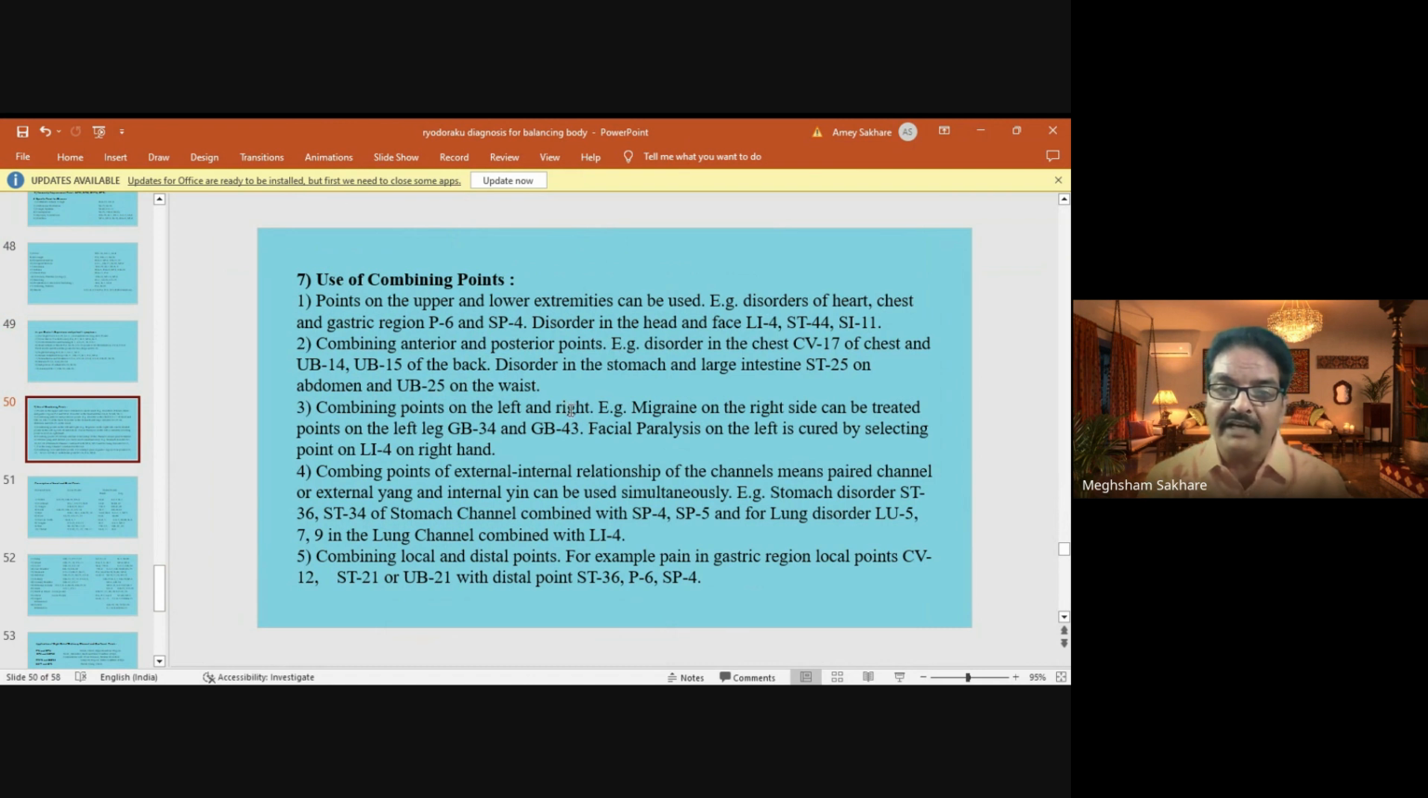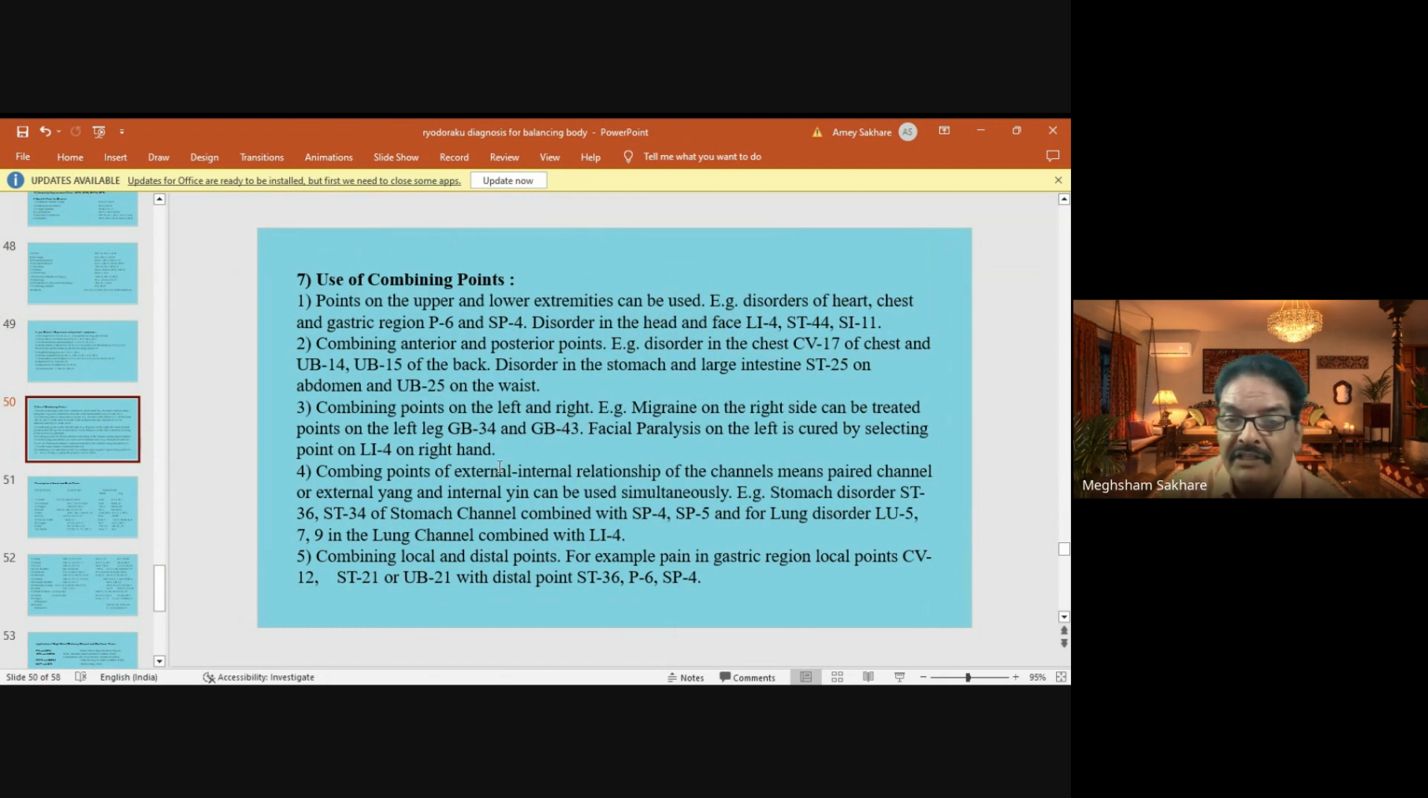Combination point of the left and right. For example, migraine on the right side can be treated with points on the left leg, GB34 and GB43. For facial migraine on the right side, means headache on the right side, can be treated with points on the left leg, GB34 and GB43, or Li4 also used on the left side. Facial paralysis on the left side is cured by selecting the point Li4 on the right hand.